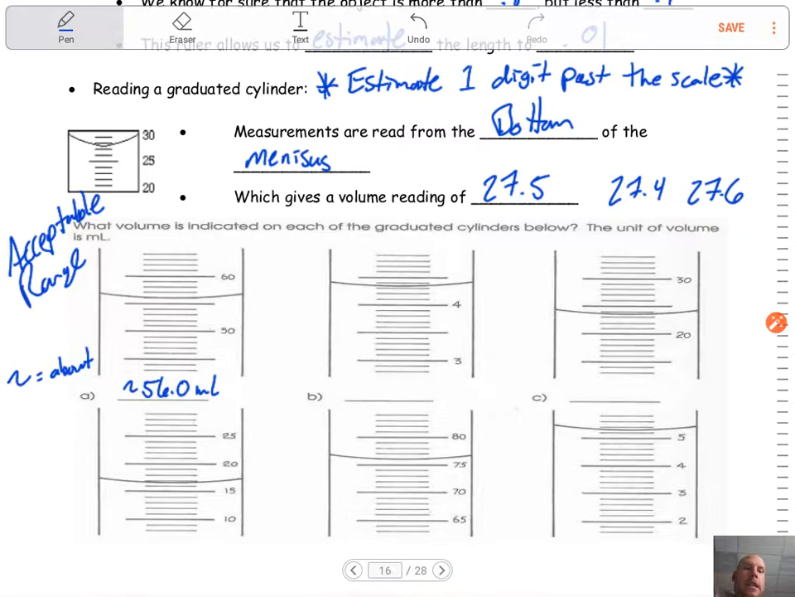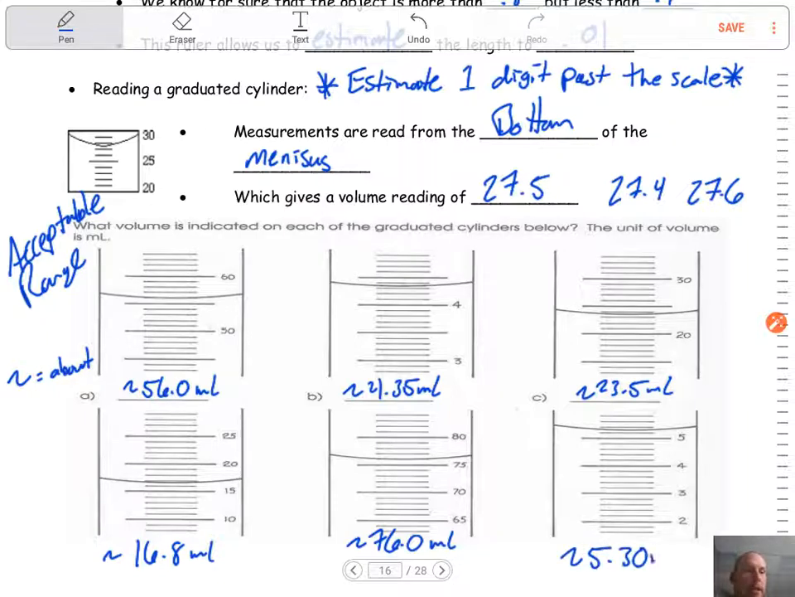All right, B, you should have about 4.35 milliliters. You should be to 2 decimal places because each line represents 0.1. C, you should have about 23.5 milliliters. D, you should have about 16.8 milliliters. E, you should have about 76.0 milliliters. And the last one, you should have about 5.30 milliliters. So, ask questions in class. I know I went through that quickly, but you can ask me. I'll be more than happy to help you.